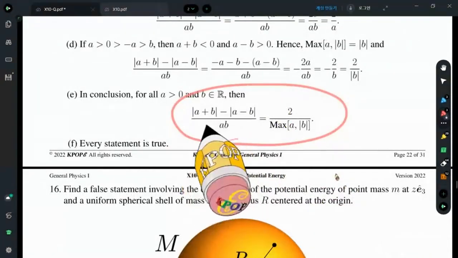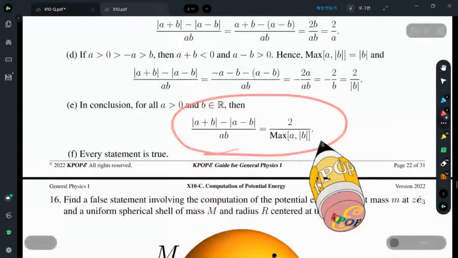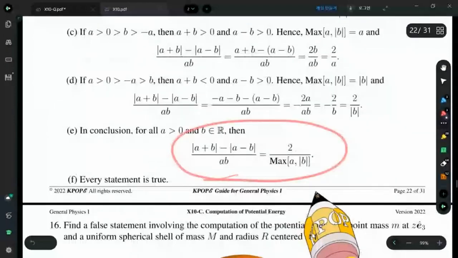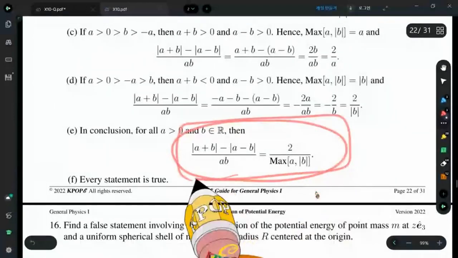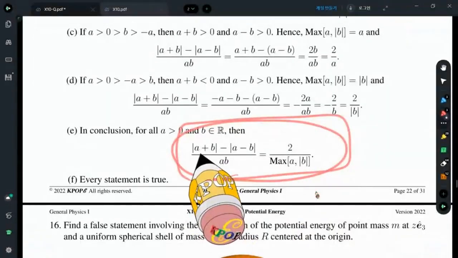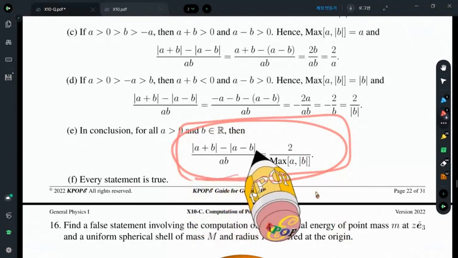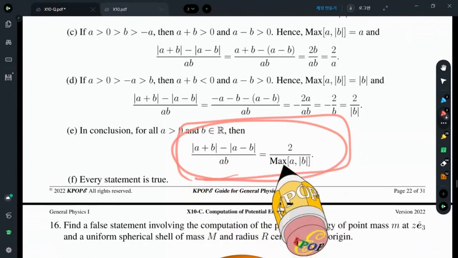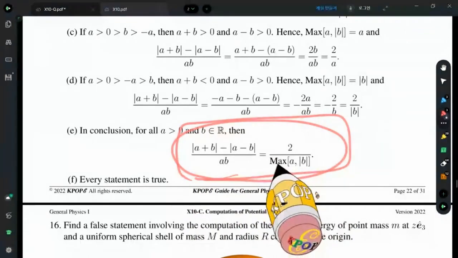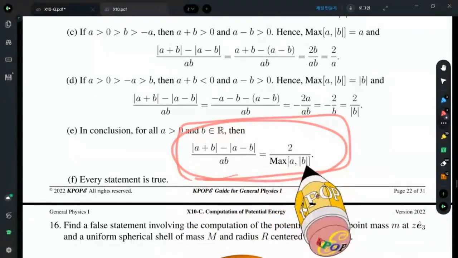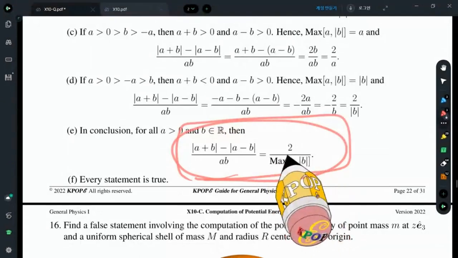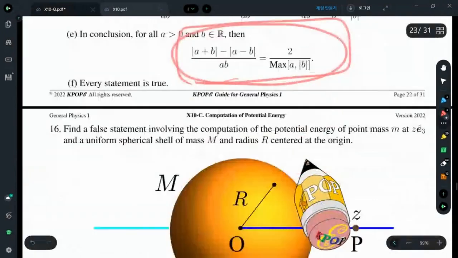Simply, after considering all possible cases, you will find that the absolute value of a plus b minus the absolute value of a minus b, divided by ab, is 2 times 2 over the maximum value of the absolute values of a and b. It is a very interesting math formula.